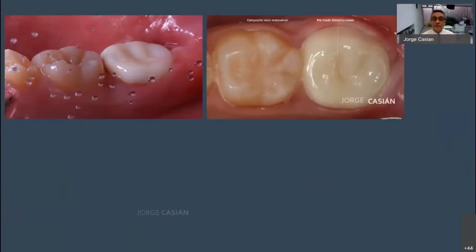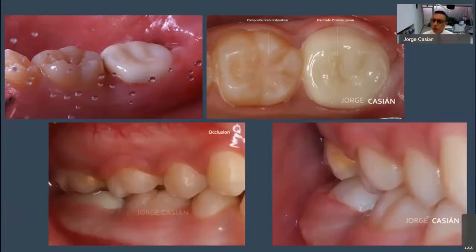This is an occlusal view after a week. And the tooth sensitivity had disappeared completely. Look at the occlusion, and this is important. When we are placing a crown on a second molar, if we place the crown high, even just a bit high, the anterior bite could be opened.